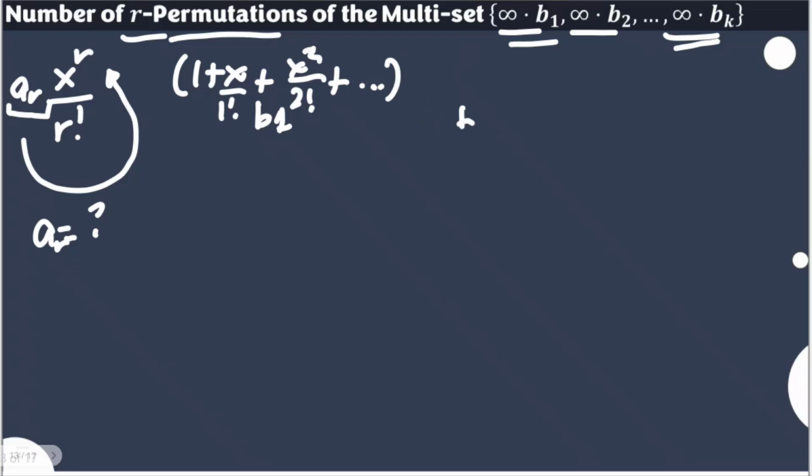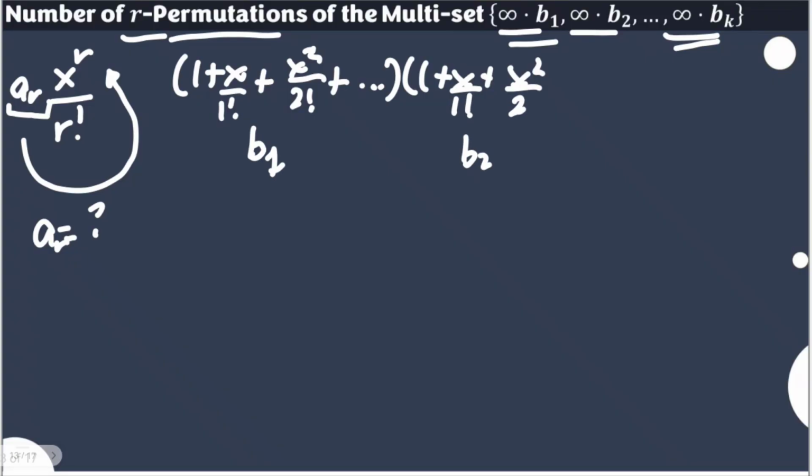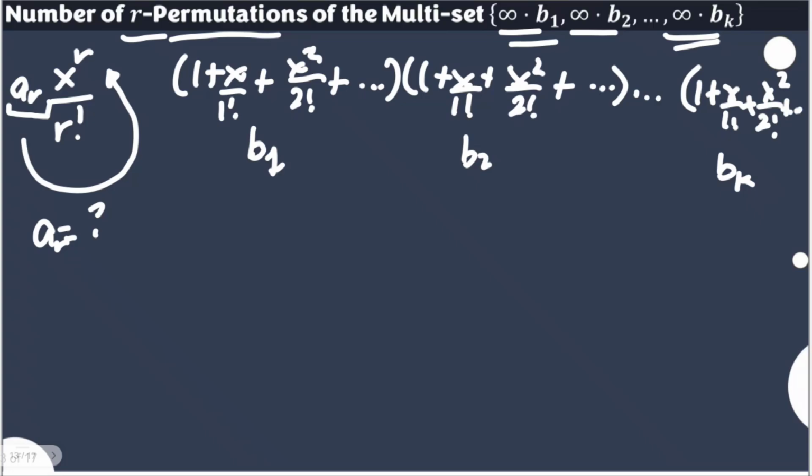So for b sub 2, the second element with infinitely many duplicates, same: 1 plus x over 1 factorial, I forgot that, plus x squared over 2 factorial, plus so on and so forth. Until you reach b sub k, still 1 plus x over 1 factorial plus x squared over 2 factorial plus so on and so forth.